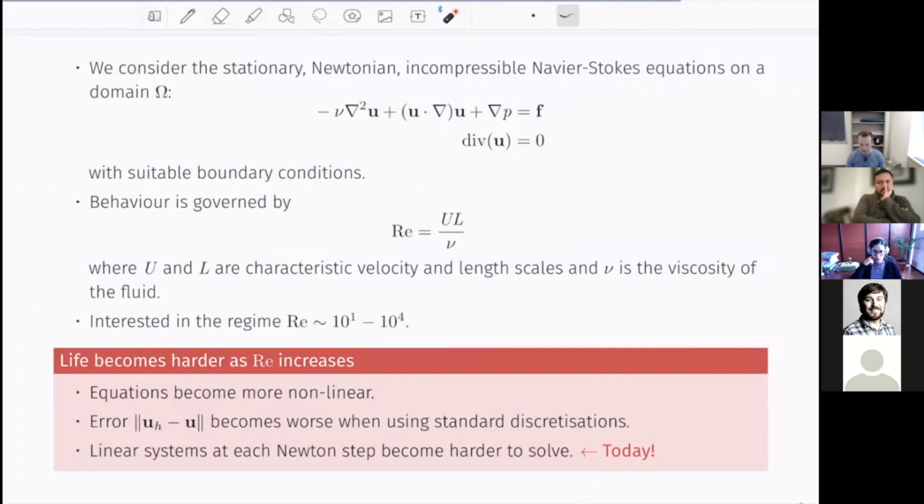All right. And so in this talk today, I'm not going to discuss the first 2 points. Those are hard and sort of deserve their own talks. I'm solely going to focus on how we solve these linear systems at every Newton step.